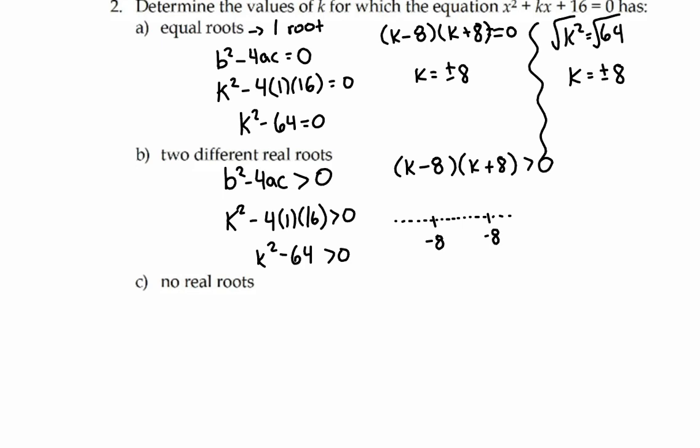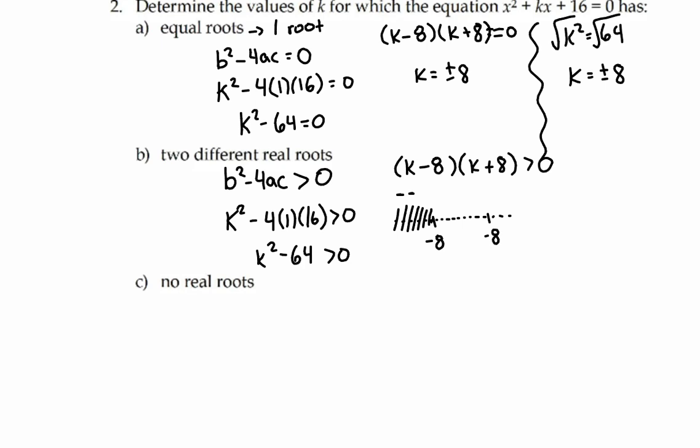So that's where our zeros are. So let's choose -9. We're going to pick a number. If I plug -9 into this expression, will it come out positive or negative? Well, let's check. -9 minus 8 will be negative, and -9 plus 8 would give you a negative. Two negatives multiplied together would be positive. So we want when it's positive.